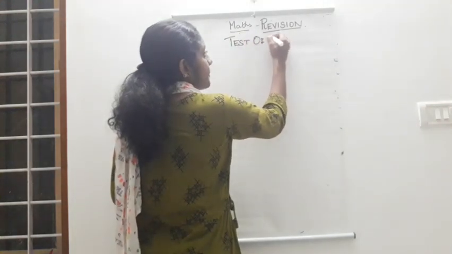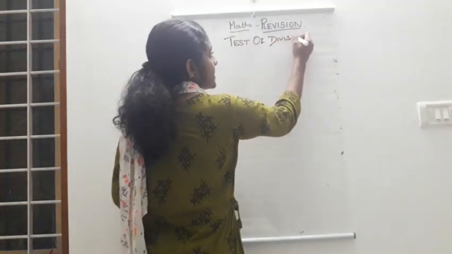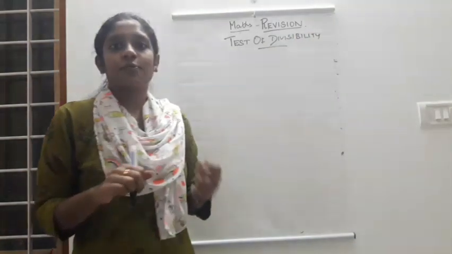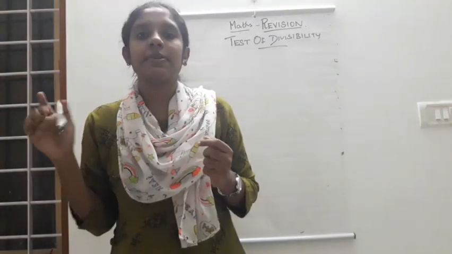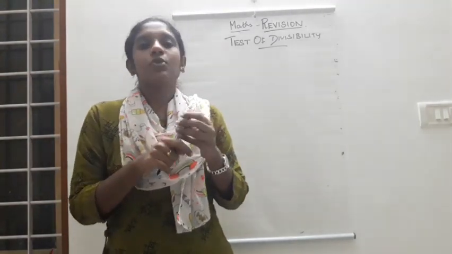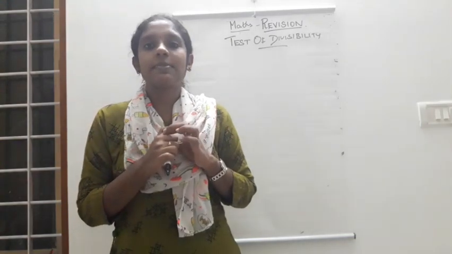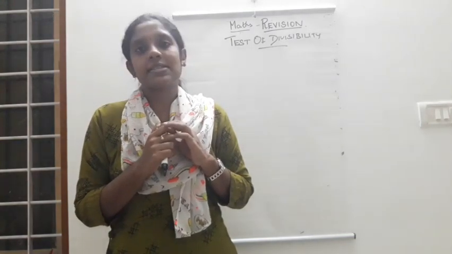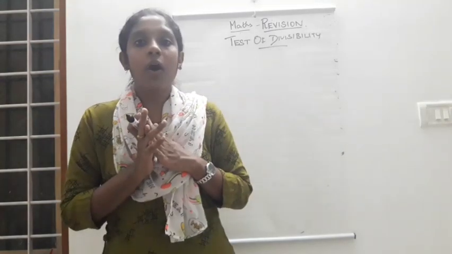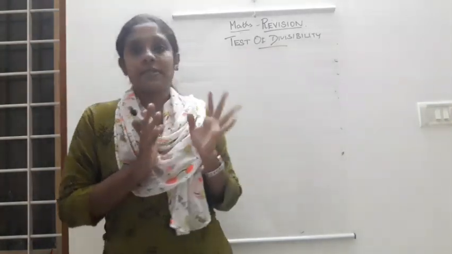So first thing, what is test of divisibility? Test of divisibility is some tricks or tests to find out whether a number is divisible by a particular number. Any large number is given to you and you are asked to find whether it is divisible by 3, 4, 6, etc. You will quickly say, yes, it is divisible, or no, it is not divisible. How? By the tests of divisibility.